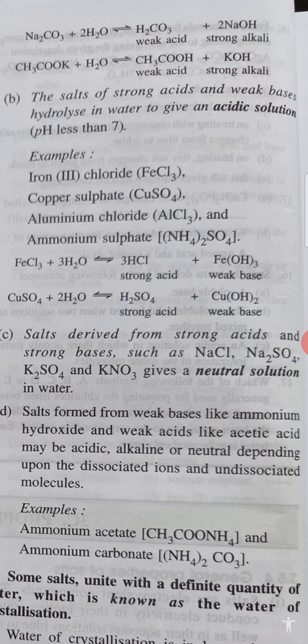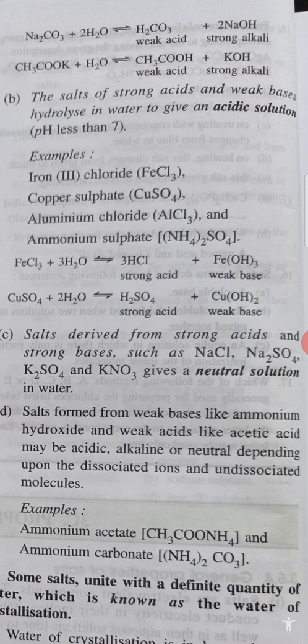Then children, a salt of a strong acid and weak base hydrolyzes in water to give an acidic solution since the acid is strong. For example, ferric chloride, copper sulfate, aluminum chloride, ammonium sulfate. If you see ferric chloride plus water, it gives you a strong acid HCl and a weak base ferric hydroxide. So this ferric salt in water is going to show the property of an acid. Then copper sulfate, when it hydrolyzes in water, it gives you a strong acid, sulfuric acid, and a weak base, that is copper hydroxide. So it shows the property of an acid.